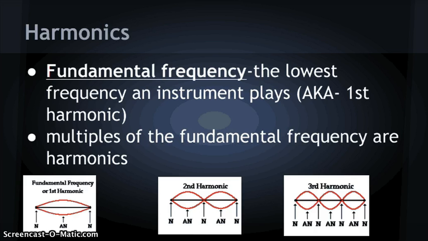Basically, to find the frequency of a harmonic, multiply the fundamental frequency by the number of the harmonic you're trying to find. For example, if a fundamental frequency is 110 Hz, the first harmonic would also be 110 Hz, and the second harmonic would be 220 Hz.